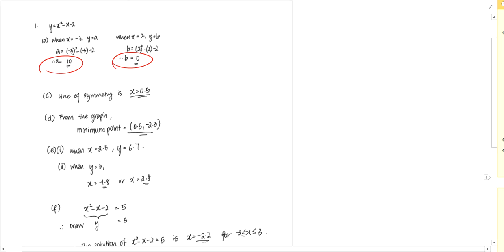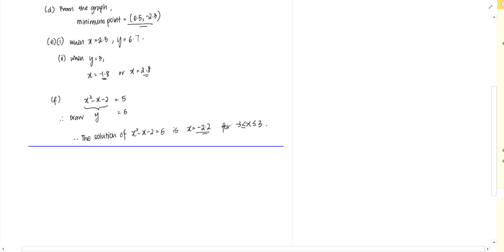So at the back of your graph paper, this is the presentation that you can have. x squared minus x minus 2 equals 5. This is the original equation. So you just write, draw y equals 5. So this is one of the presentations that you can have. We already have this graph, y equals x squared minus x minus 2. So just draw y equals 5. From the graphs, the intersection point has an x coordinate of -2.2.